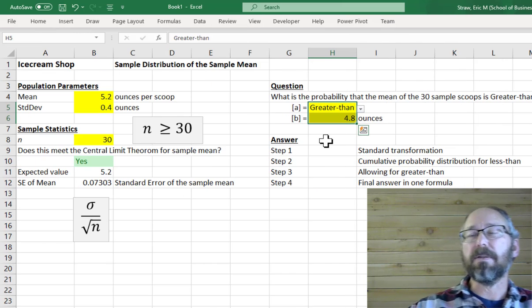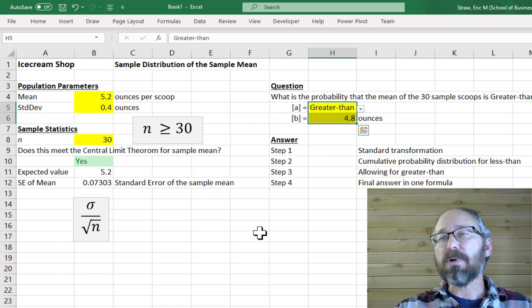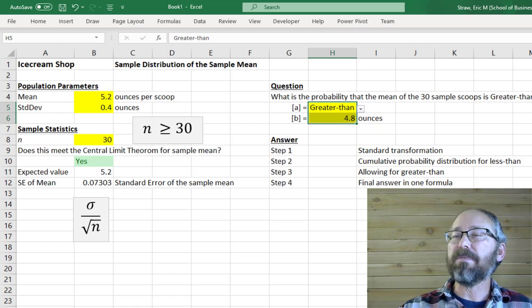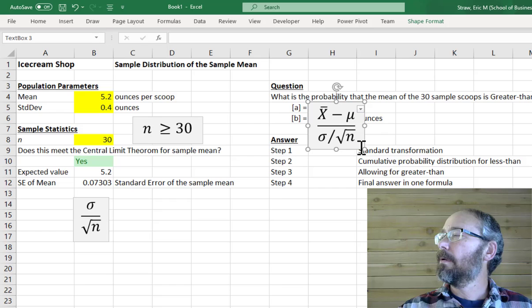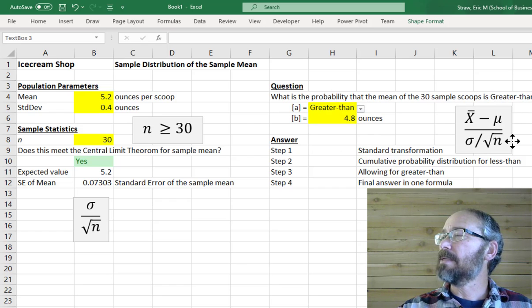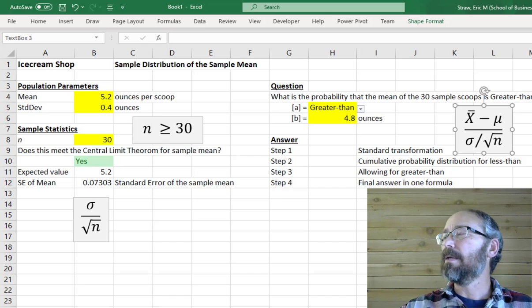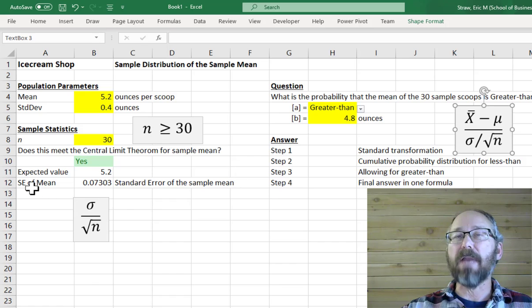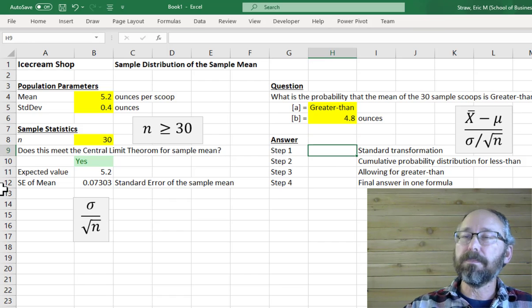Okay, well, now it's time to calculate the answer. We're going to do this in 4 steps. And the very first step is a standard transformation, somewhat like we've seen before. The formula for that, when you're working with the sampling distribution of the sample mean, is we take our value, so in this case 4.8, we subtract from that the population parameter, mean, 5.2, and then we divide it by the standard deviation divided by the square root of n, which is the standard error of the mean. So we've already calculated that. So now we can do this transformation here.